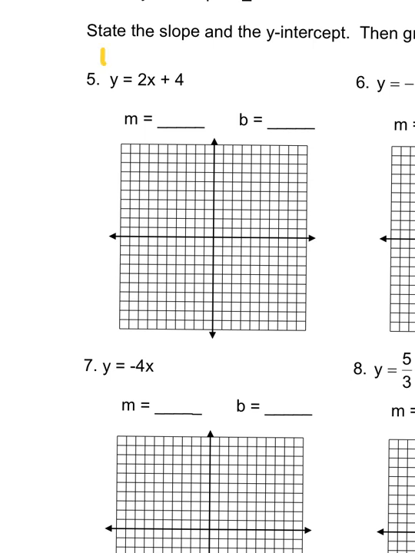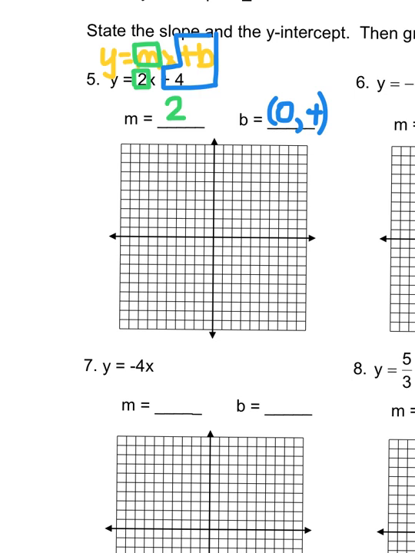So since it's written in y equals mx plus b form, we can see the m is the coefficient in front of the x. So the m, or slope, is 2. The b is the constant at the end. It can be written as a point, and that's what I want you to do as you are beginning. The b is actually the y-intercept. So for the y-intercept, the x is equal to 0. That means this point is (0, 4).